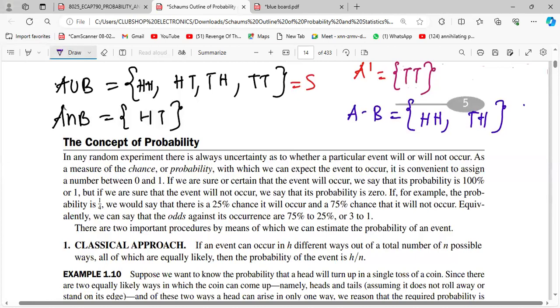Okay, then we talk about the concept of probability.